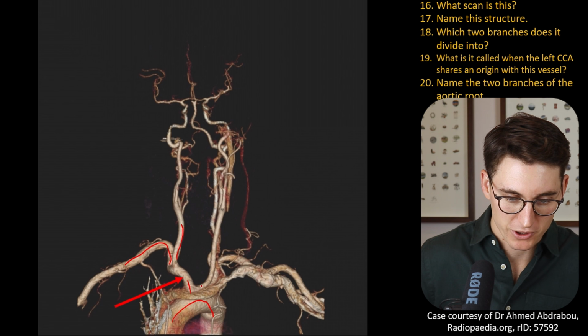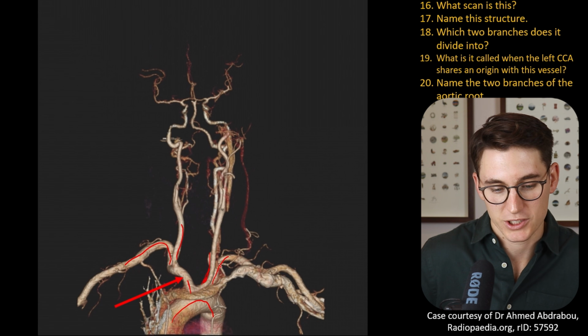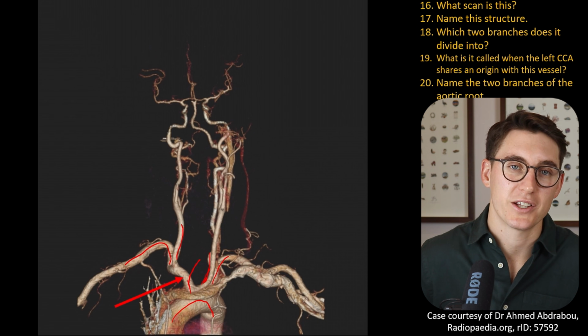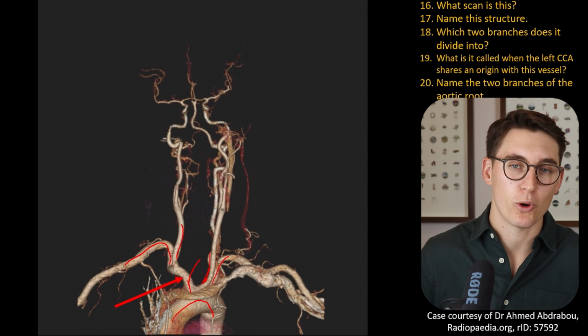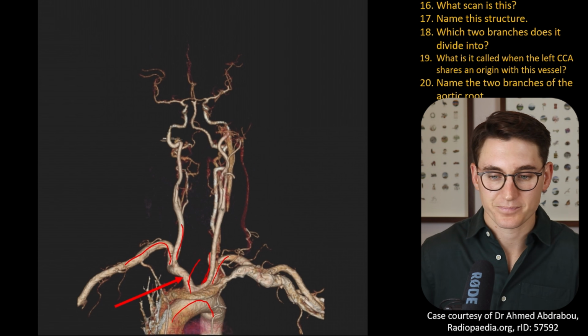So here's our left common carotid artery and our left subclavian artery. Those are both coming off the aortic arch. Sometimes this left common carotid artery comes off of this brachiocephalic trunk, and that's what's known as a bovine arch, because that variant is often seen in cattle.